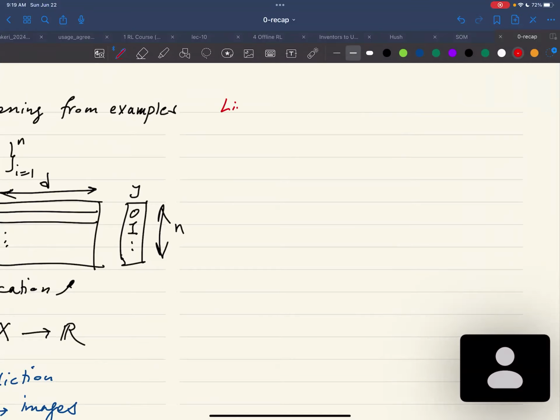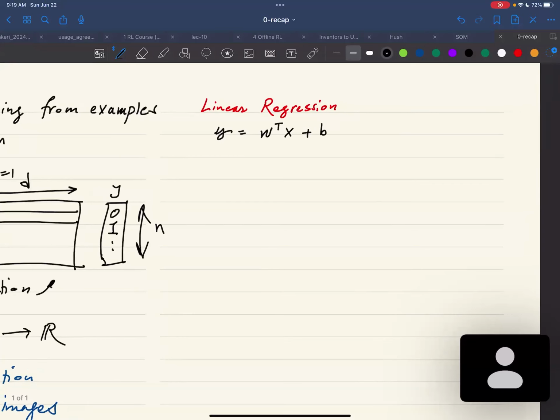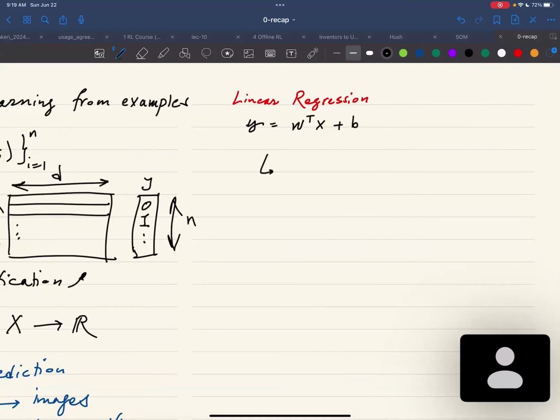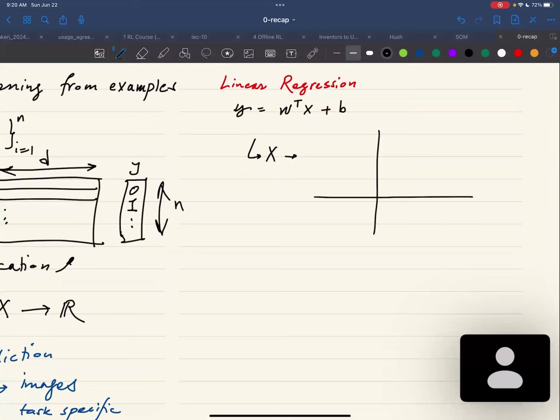So in linear regression, we assume a linear relationship between y and x. So we wrote this linear relationship like this. What this gives us is a hyperplane in the space of x. For example, in the case of classification for an x that is two-dimensional, a nice Euclidean two-dimensional space, this will give us a linear plane that separates the space into two parts.